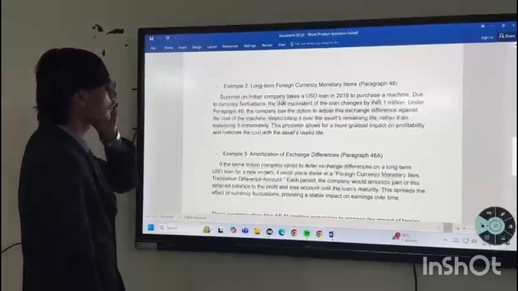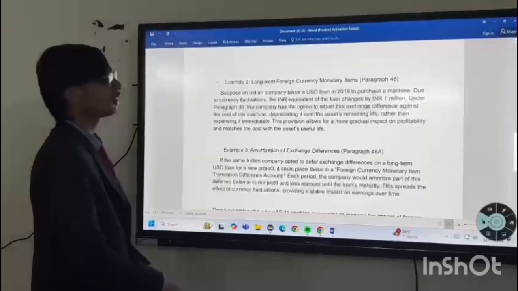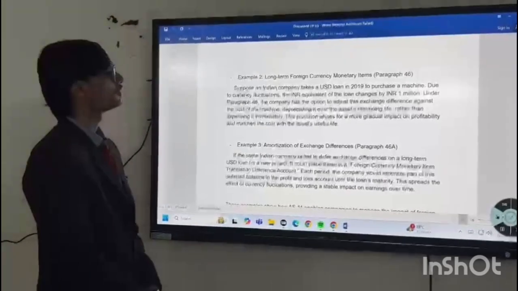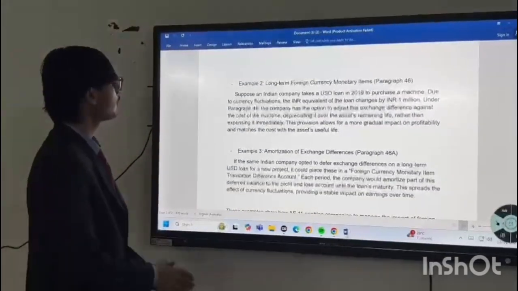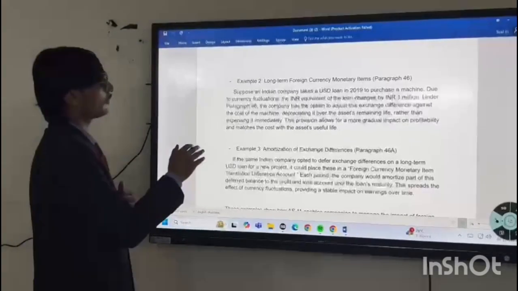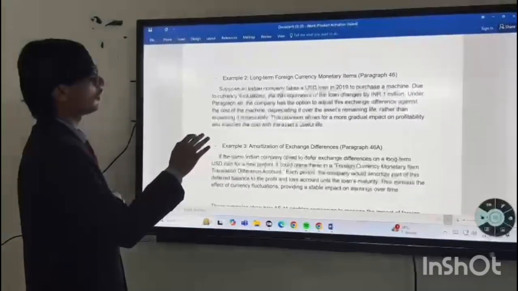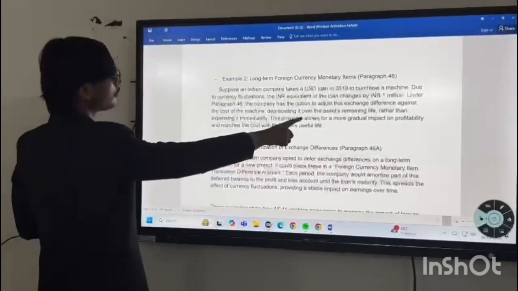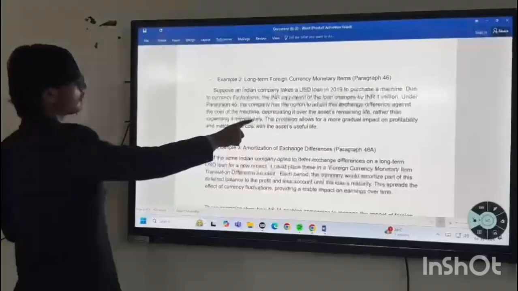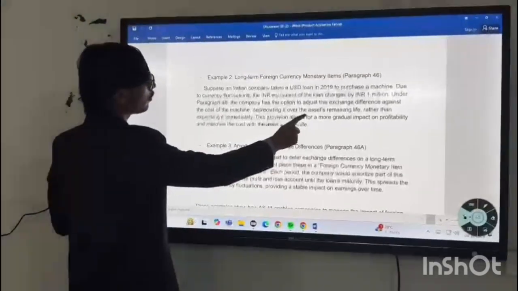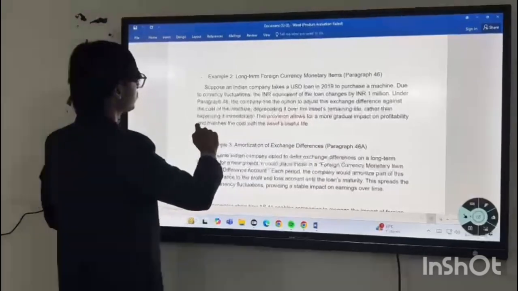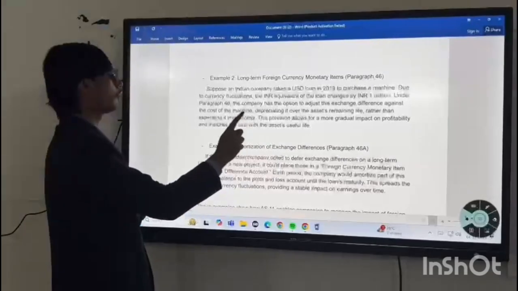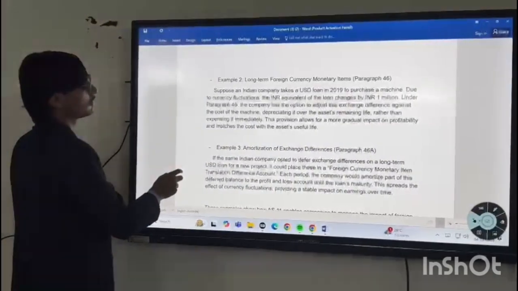Second, we are going to talk about long-term foreign currency monetary items, paragraph 46. Suppose an Indian company takes a USD loan in 2019 to purchase machinery. Due to currency fluctuation, the Indian rupee equivalent of the loan changed by INR 1 million. Under paragraph 46, the company has the option to adjust the exchange difference against the cost of the machine, depreciating it over the asset's remaining life, rather than expensing it immediately. These provisions allow a more gradual impact on profitability and match the cost with the assets used.